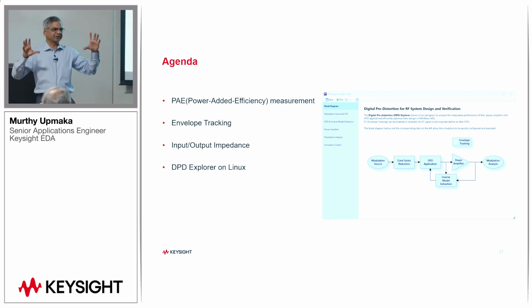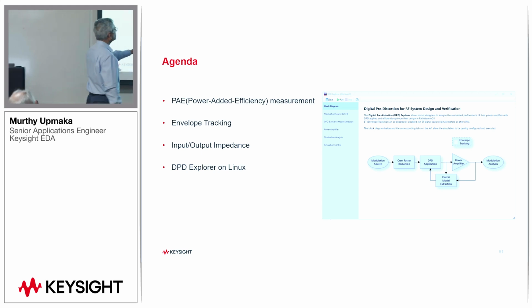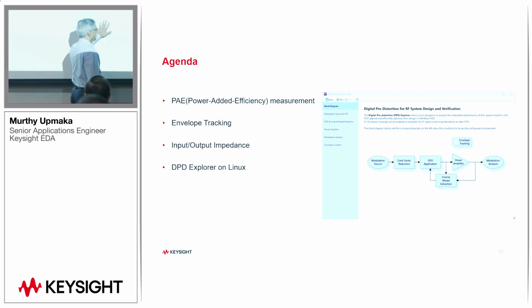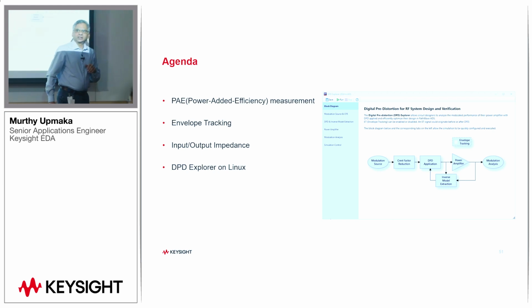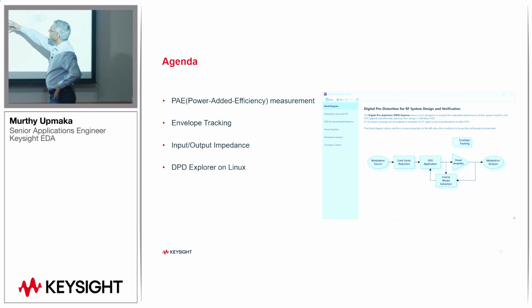You open your circuit schematic and then you have a menu pick. You say the DPD Explorer. Then it comes with this UI and it will guide you from there.